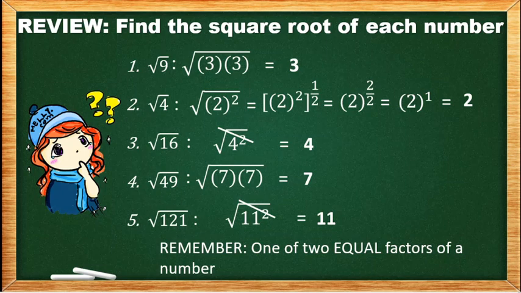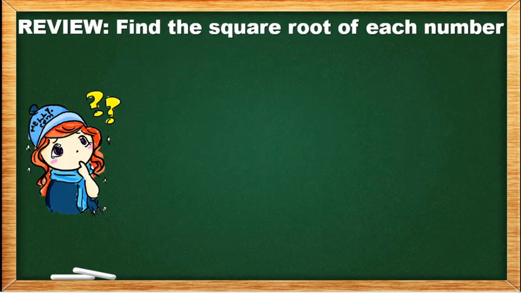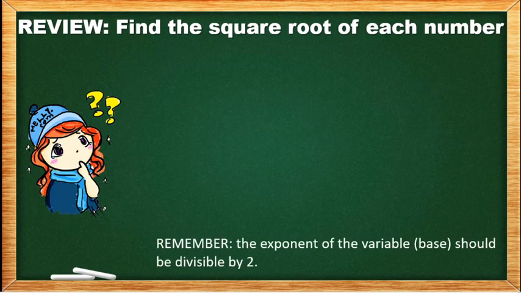So, next, finding the square root of a number kapag variable naman or may literal coefficient. So, we have 4 examples here. Remember, the exponent of a variable or base should be divisible by 2. Ibig sabihin daw, kayang i-divide ni 2 with the remainder of 0. Or in short, the exponent should be even numbers. Ano ba yung mga even numbers? Ends with 0, 2, 4, 6, 8. So, ibig sabihin, dapat yung exponent, gano'n ang mga numbers na yun, or nagtatapos sa mga ganong numbers.